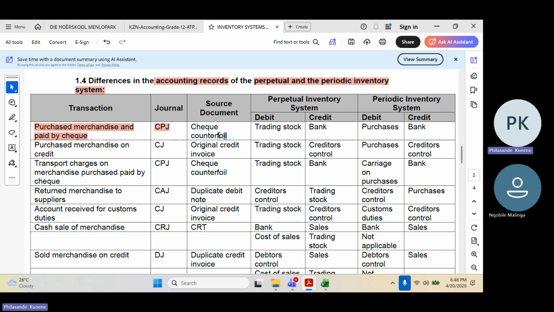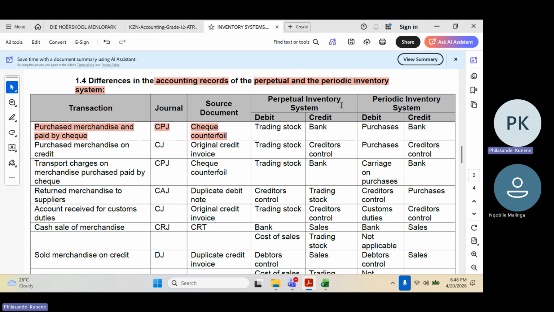But now, what about the source document? It is going to be a check counterfoil. If you're paying EFT, you obviously are going to have a proof of payment that you're going to send, and all of that. The bank statement can also prove that you paid for something. These check counterfoil things, they're no longer working now. They can still test you on them, but these are the things we're no longer using.